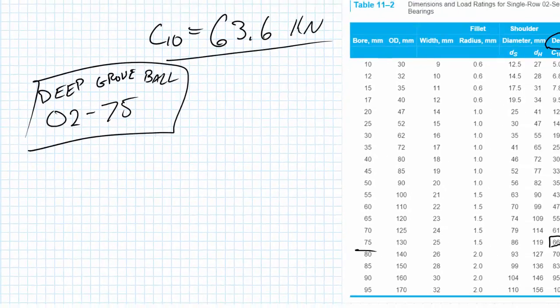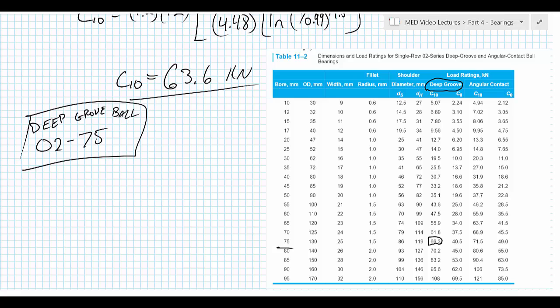Now, you can use the exact same process and look for roller bearings. You just need to use the appropriate roller bearing catalog table instead of this ball bearing catalog.